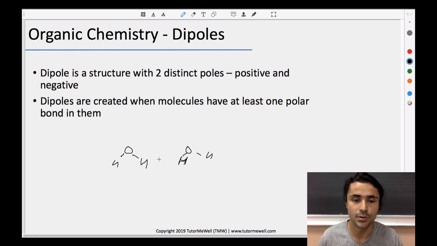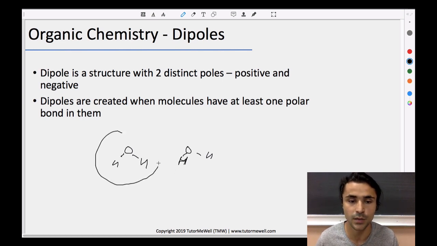So dipole is a property of one molecule, okay? Not a bunch of them. It's not an intermolecular force. It's just a property of one molecule.